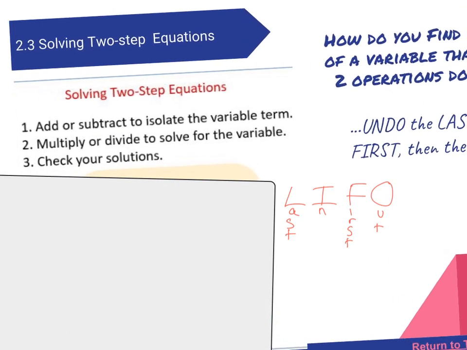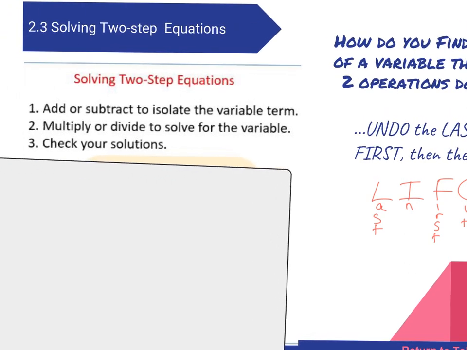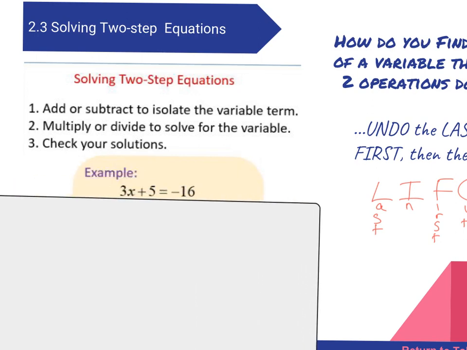So the steps, if you guys are all about steps, because I know sometimes steps help us get organized. First, you add or subtract to isolate the variable term. Remember, the word term is the parts of an expression that are separated by addition and subtraction. So you add or subtract to get the variable term by itself. Then you multiply or divide to solve, and then you check.